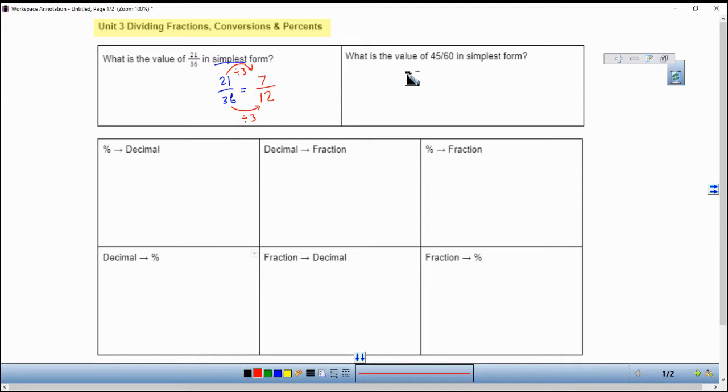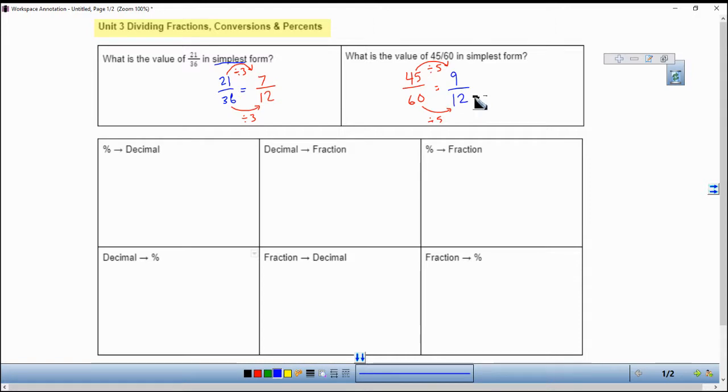All right, let's check out this fraction, 45 over 60. So, what can we divide 45 and 60 by? Well, what immediately stands out to me is 5, because 5 goes into 60, and 5 goes into 45. So I'm going to divide them both by 5. All right, let's see what we get. 45 divided by 5 is 9. 60 divided by 5 is 12.